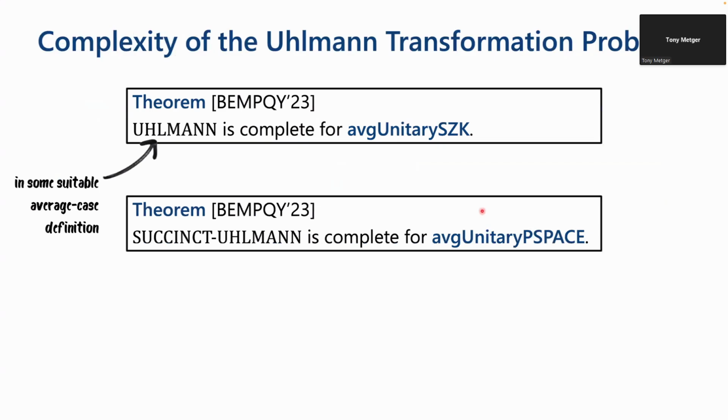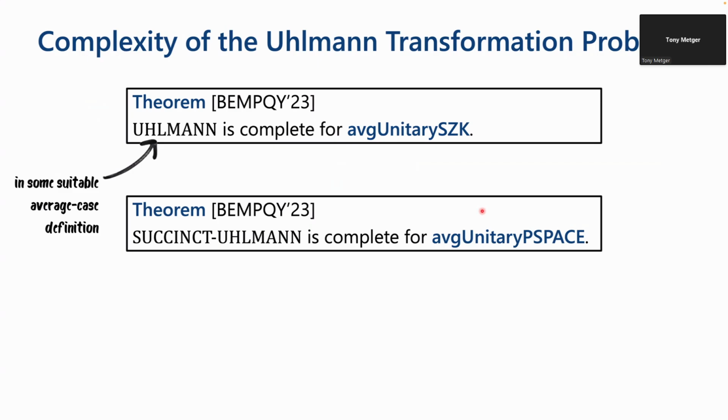And there's also a version called succinct Uhlmann, where instead of giving you explicit gate-by-gate descriptions of the quantum states between which I want to do the Uhlmann transformation, I give you a succinct description of them. This gets into more Baroque complexity theory, where I have a Turing machine specifying a circuit for a state. Then I feed the description of that Turing machine to another Turing machine, which is meant to output a quantum circuit that does it, etc.